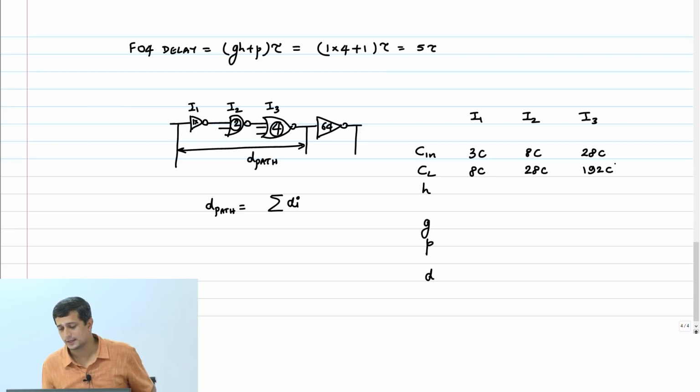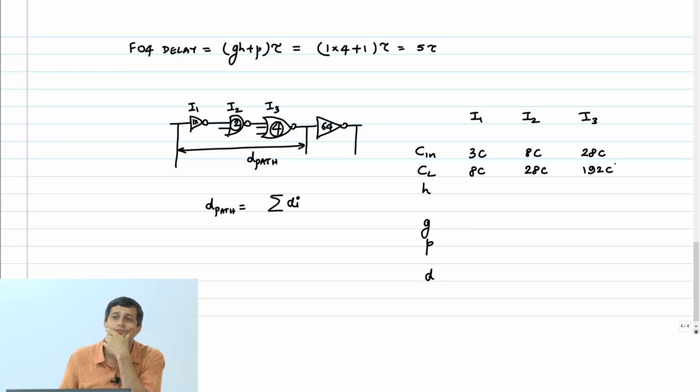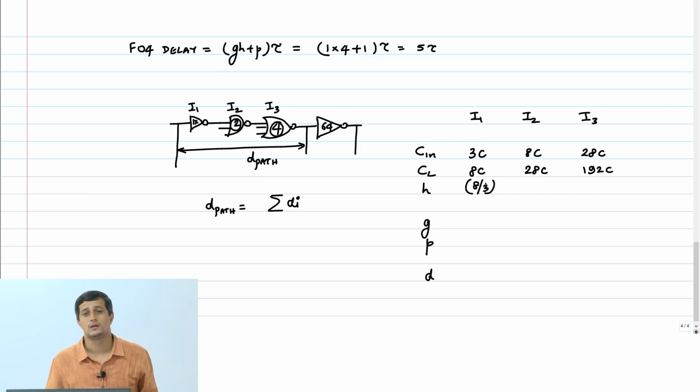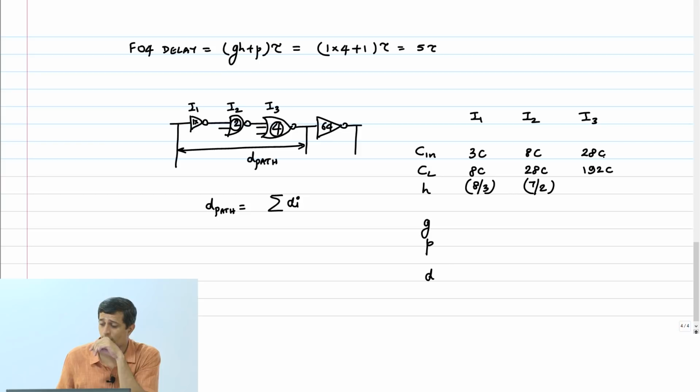So what is the electrical effort H for each of these gates? Yeah? So it is simply 8 by 3 for this guy. This is 28 by 8, 7 by 2, and I3 is 192 by 28. What is that? 48 by 7.